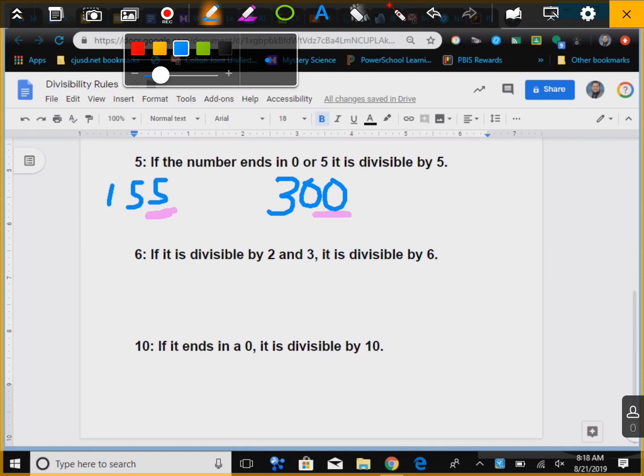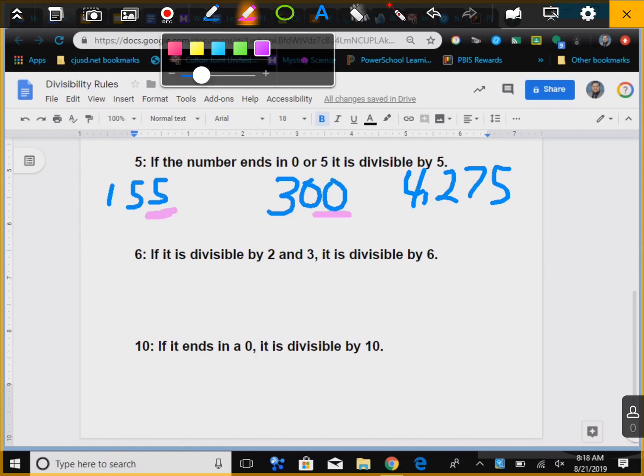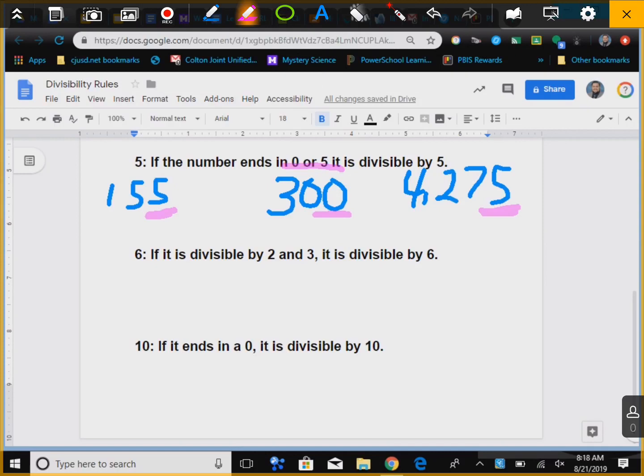If I have 4,275, is that divisible by 5? Absolutely, because it ends in a 5. It has to end in a 5 or a 0.